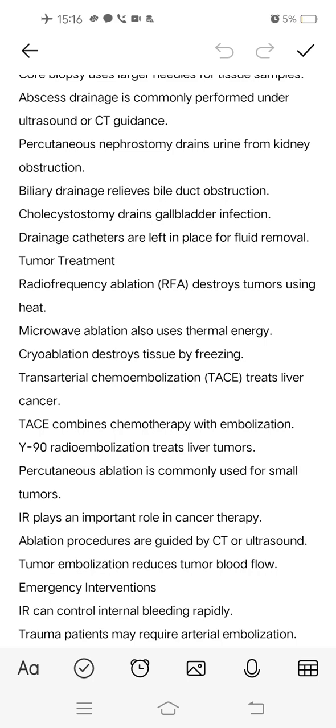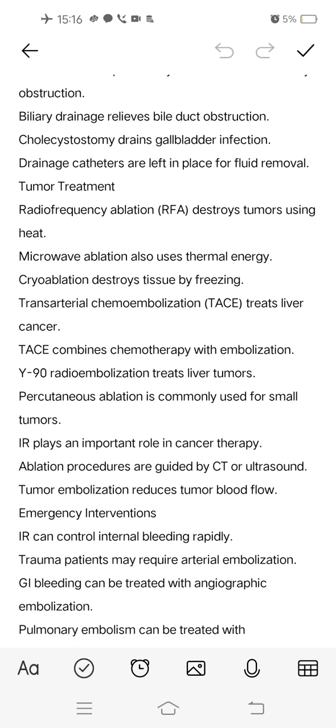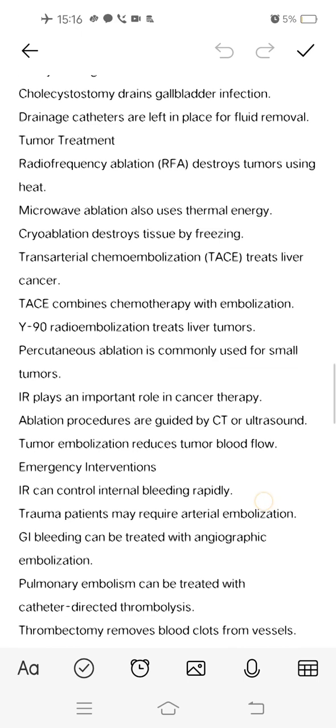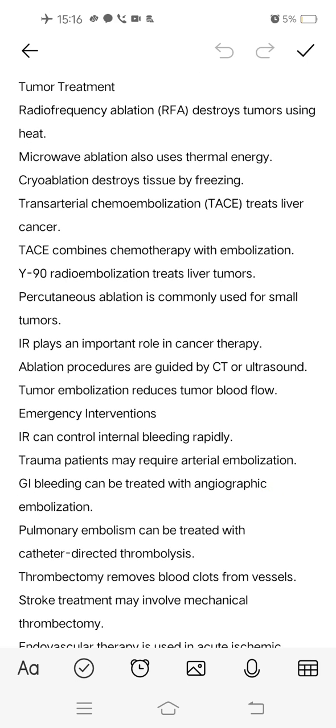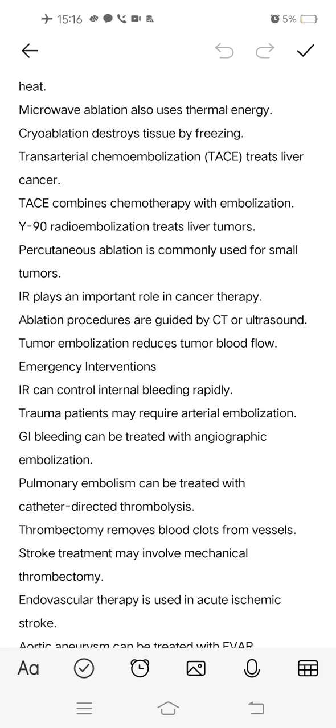Transarterial chemoembolization, or TACE, treats liver cancer. TACE combines chemotherapy with embolization. Y90 radioembolization treats liver tumors. Percutaneous ablation is commonly used for small tumors. Interventional radiology plays an important role in cancer therapy. Ablation procedures are guided by CT or ultrasound. Tumor embolization reduces tumor blood flow.